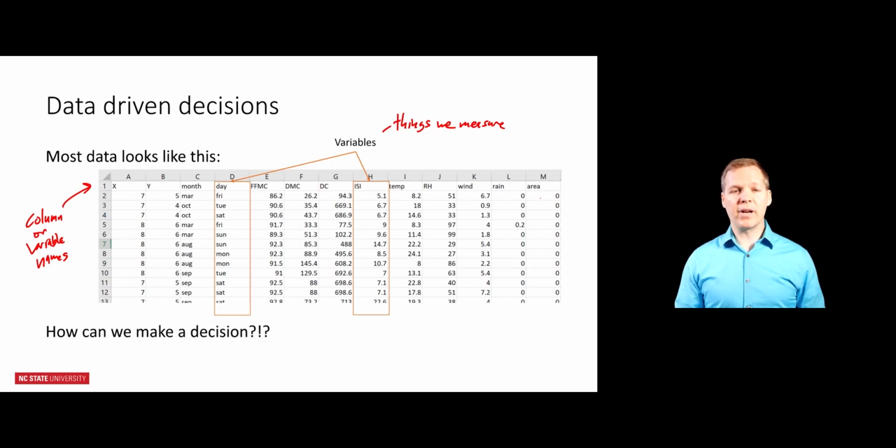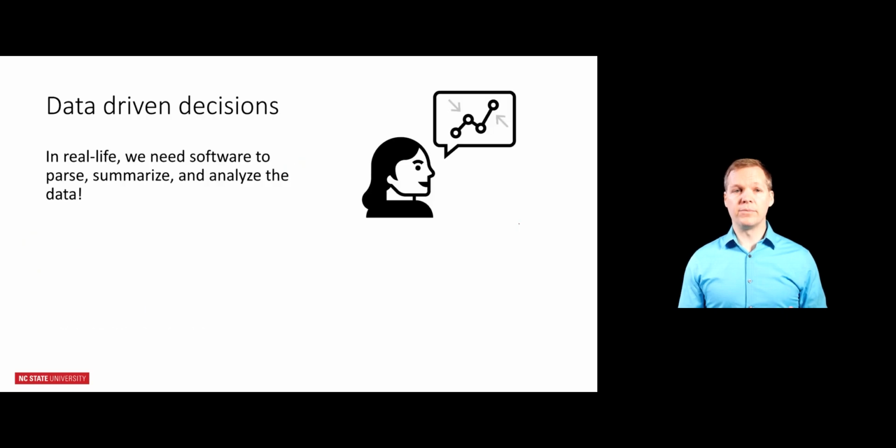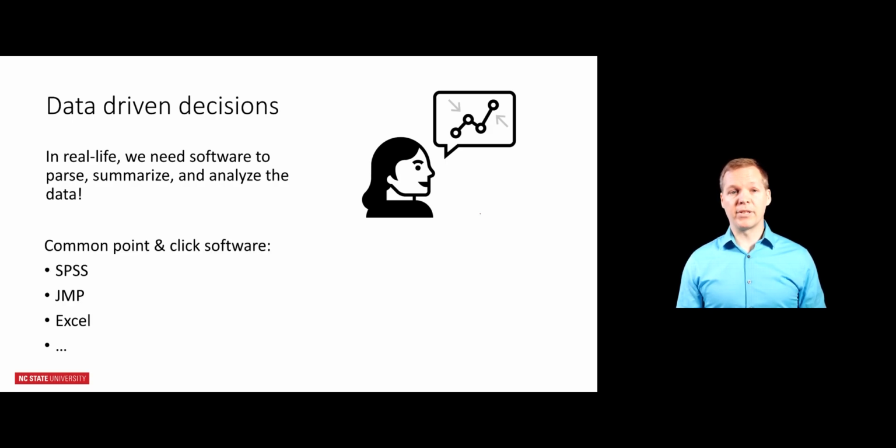The question becomes, how do I actually make a decision with this data? So if I just had this data set and I looked at it, can I make some sort of conclusion about one of these variables or what's going on? And by just looking at it, probably not. What we need to do instead is summarize that data and analyze it in some sort of meaningful way. And really to do that, we need software and statistical software specifically.